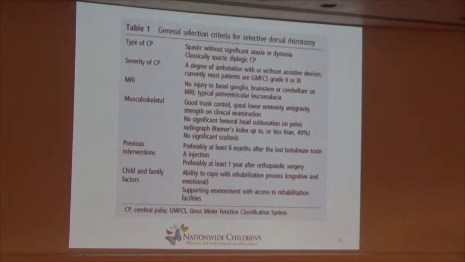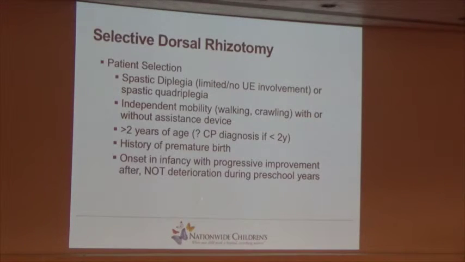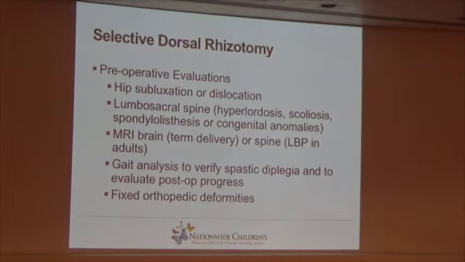In the process of strengthening these patients after the weakness that we see after taking that spasticity away. Patient selection is important. They are greater than 2 years of age. They have a history of premature birth. It's one of the most prime candidates who we end up selecting for selective dorsal rhizotomy. There should be no deterioration after preschool years.